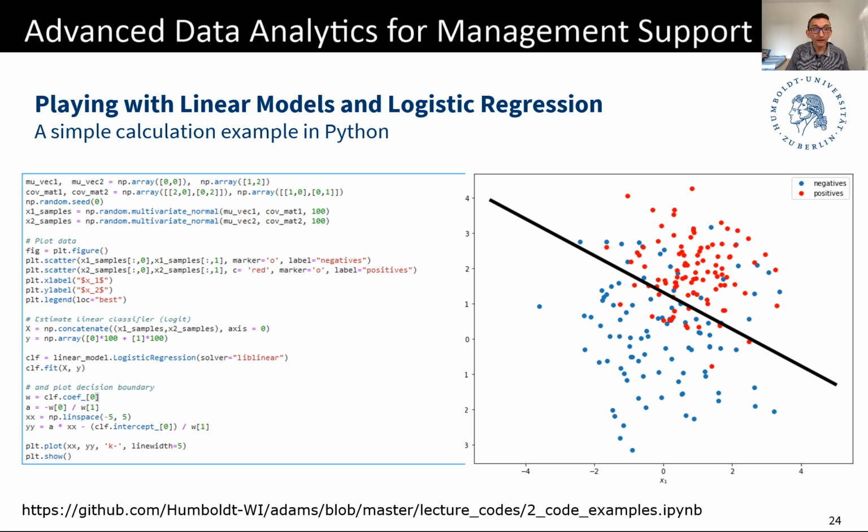Then we can fit a classifier to this data, and the fat black line that you see here is a result of fitting a logistic regression to our artificial data. And you see that in this case, where we have data coming from two Gaussians with different means and different covariance matrices, it's very easy to fit that data with a linear model.